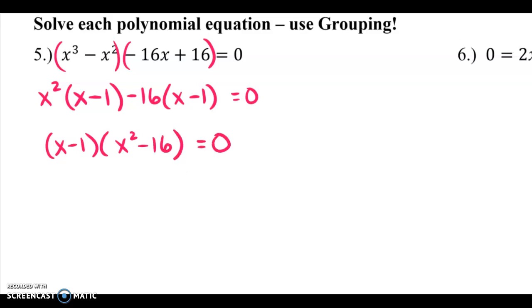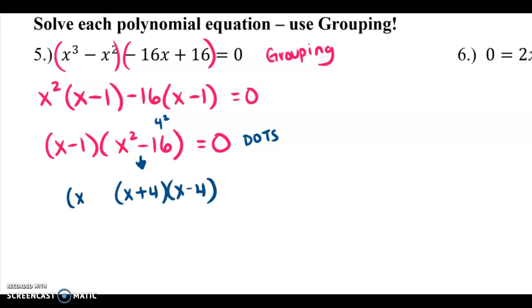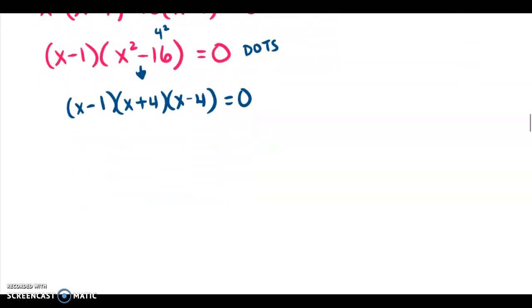Okay, so this is all grouping so far. Now I have a difference of squares. There's going to be a lot of these in the groupings, okay? So this factors into, this is 4 squared, x plus 4, x minus 4, and then I can bring down the x minus 1. So there's going to be some of these, difference of 2 squares.